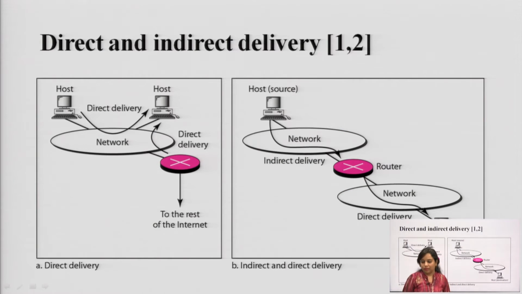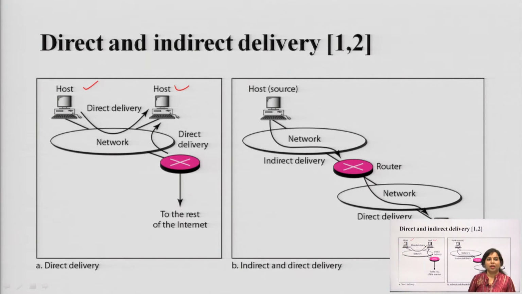So, first we will see what is direct delivery and what is indirect delivery. As you can see, the first diagram is showing direct delivery. In case of this direct delivery, this is host 1, this is host 2, and they are connected to a network. Now, this network can be an ATM network or a frame relay network. In my previous lecture, I have discussed frame relay and ATM, that is the asynchronous transfer mode.